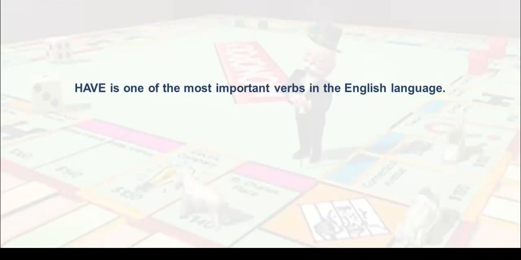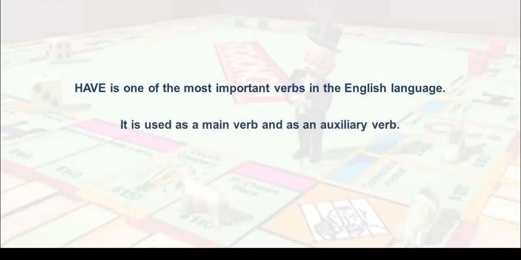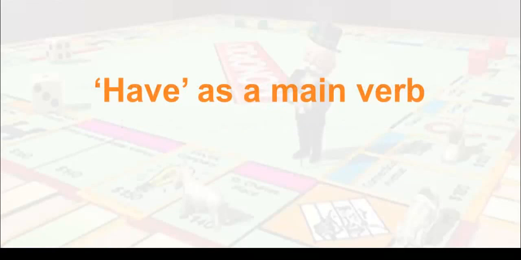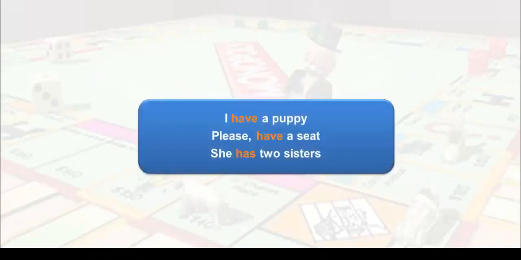Have is one of the most important verbs in the English language. It is used as a main verb and as an auxiliary verb. First, let's look at the use of have as a main verb. So have is used to show ownership and possession.